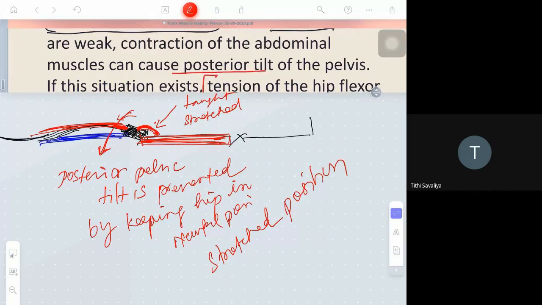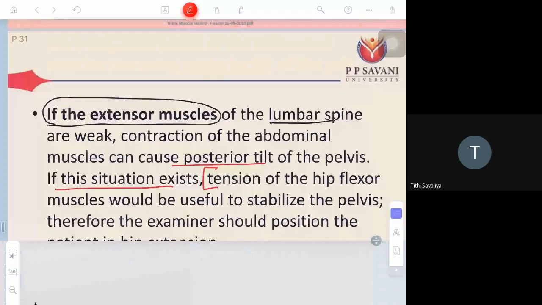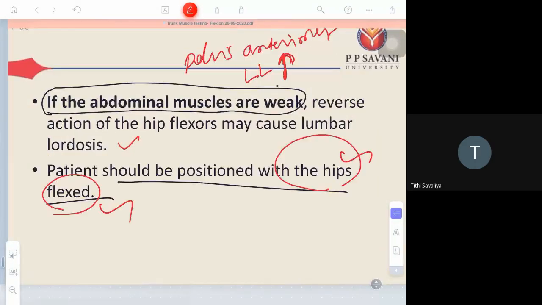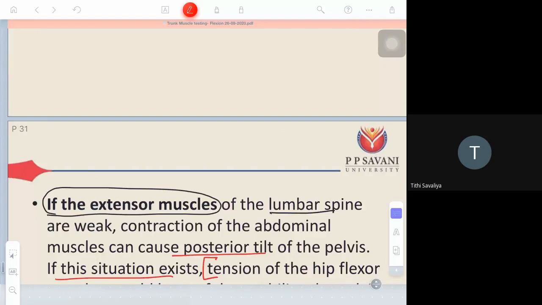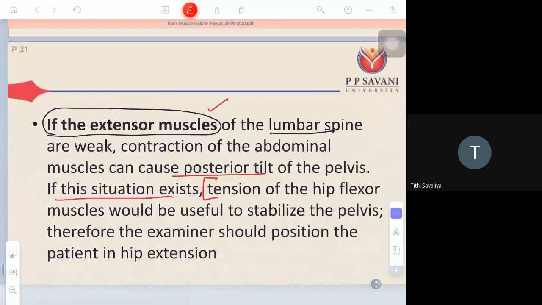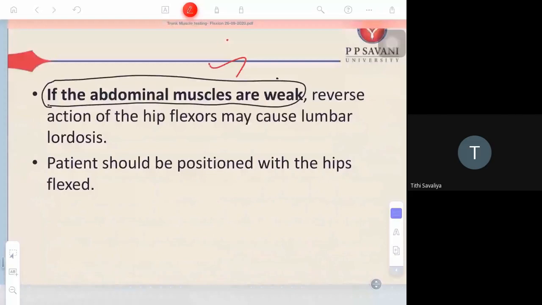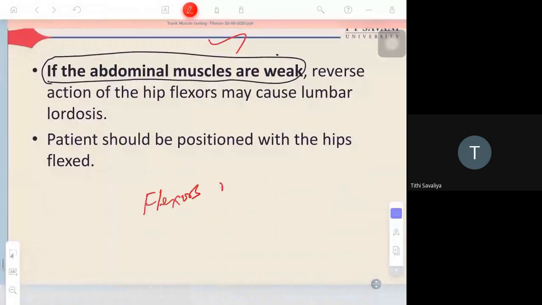Clear? So no need to confuse. We have discussed only 2 points. In the first case, we discussed what will happen if the abdominal muscles are weak, that is, the trunk flexors. And we discussed what will happen if the trunk extensors are weak. So what is the final conclusion? If flexors are weak, you will keep the hip in flexed position.